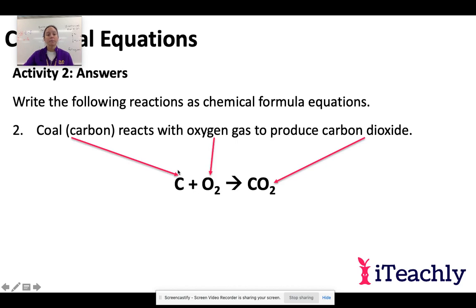So we have carbon, C, plus oxygen, which is O2, produces, so we need our yield sign, carbon dioxide. So that would be CO2. So C plus O2 yields CO2. Much easier, right? Look at how long that sentence was. Look at how short this sentence is.